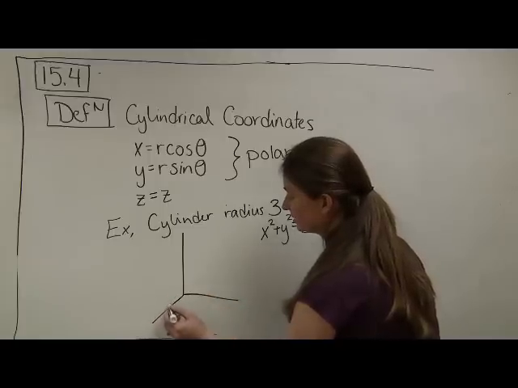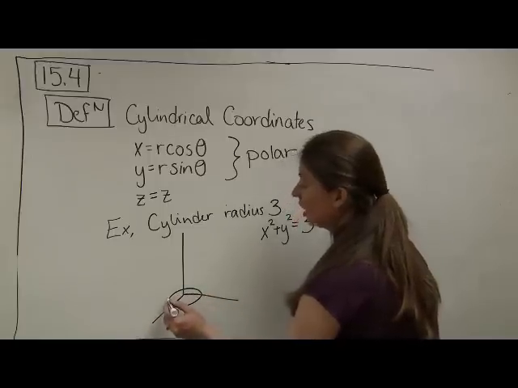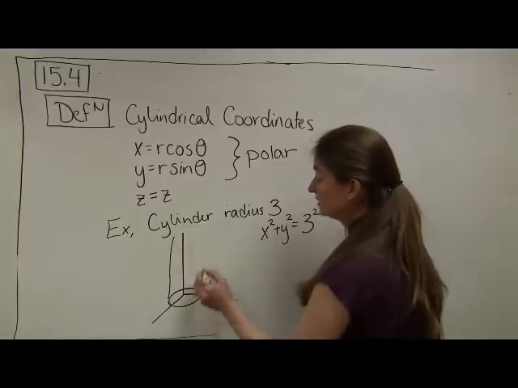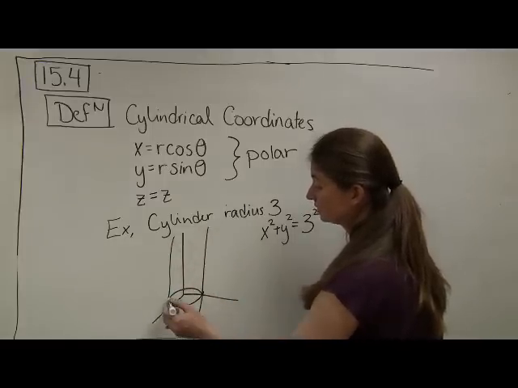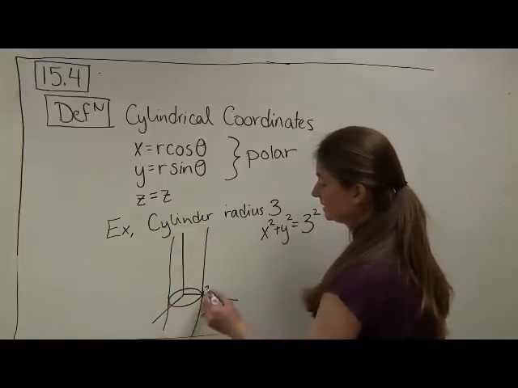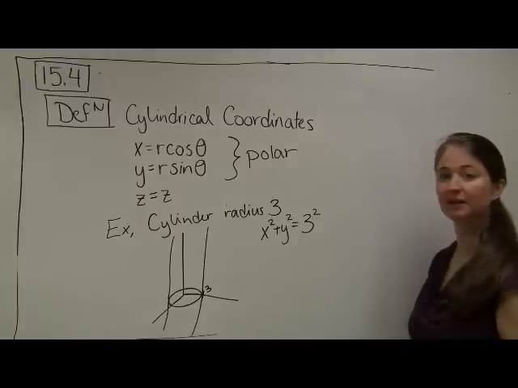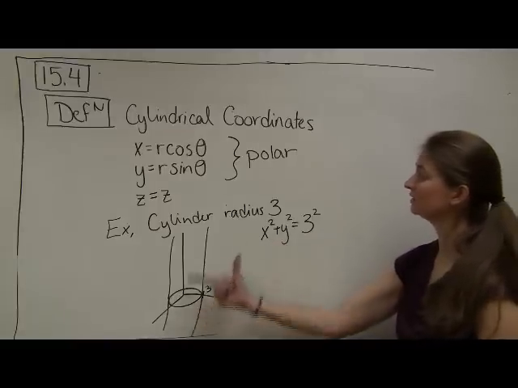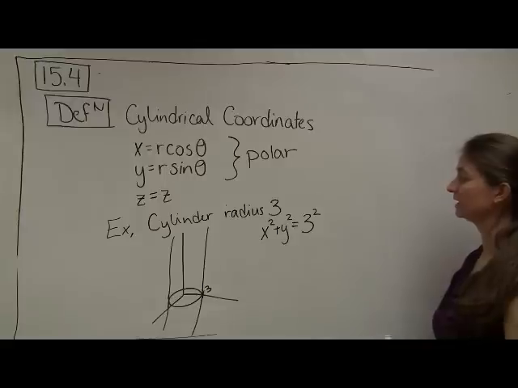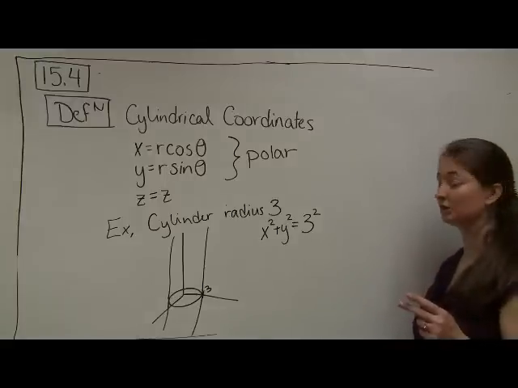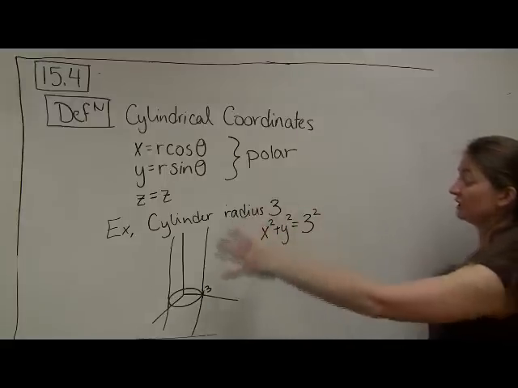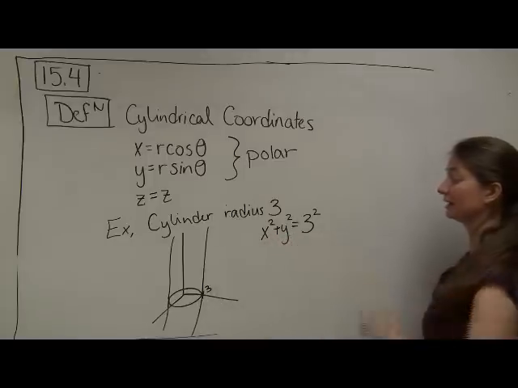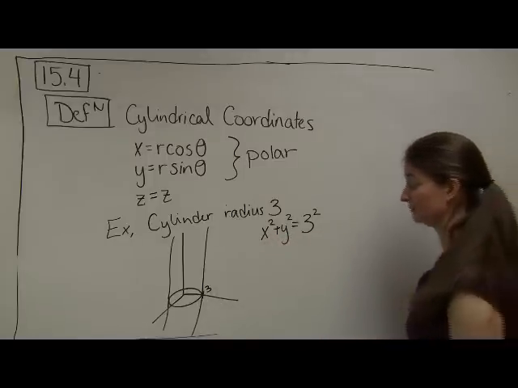we would have a circle in the xy plane. Our z values are unrestricted, so they can go as high and as low as we want. And our radius in this case is 3. So if I wanted to convert this cylinder and describe it using polar coordinates, there are two ways I could think about doing it. I could visually evaluate it, or I could algebraically evaluate it, and I'll show you both methods.